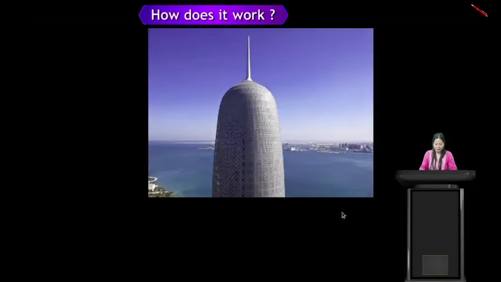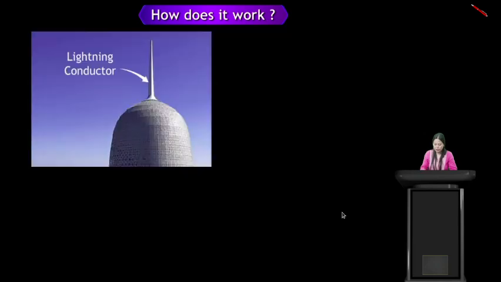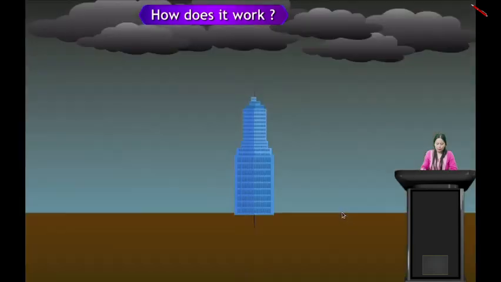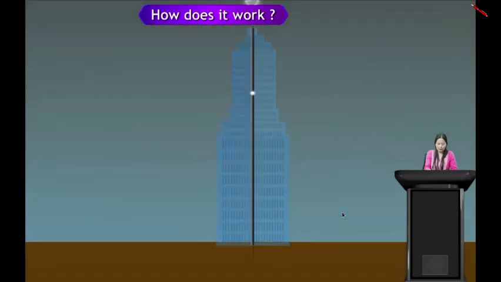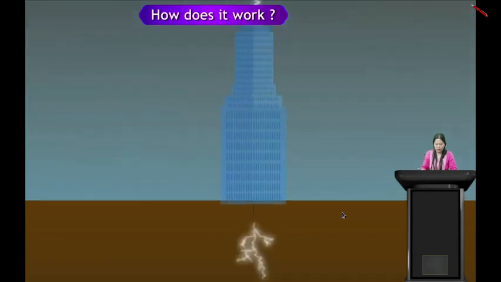Let us see. So here we see a long metal rod. This is the lightning conductor or lightning arrester. So when lightning strikes this building, we have the lightning arrester at the top of the building. This metal rod goes down till the ground. Yes, students. So here we see that the lightning is being transferred to earth without damaging the building.